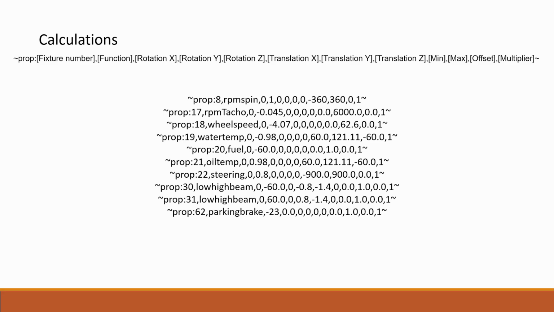This line at the top shows the format and all the variables that are needed for a fixture animation. At the bottom, I've added some example lines, and these are what you would paste into the description tab in automation. Let's look at what we need for each variable.